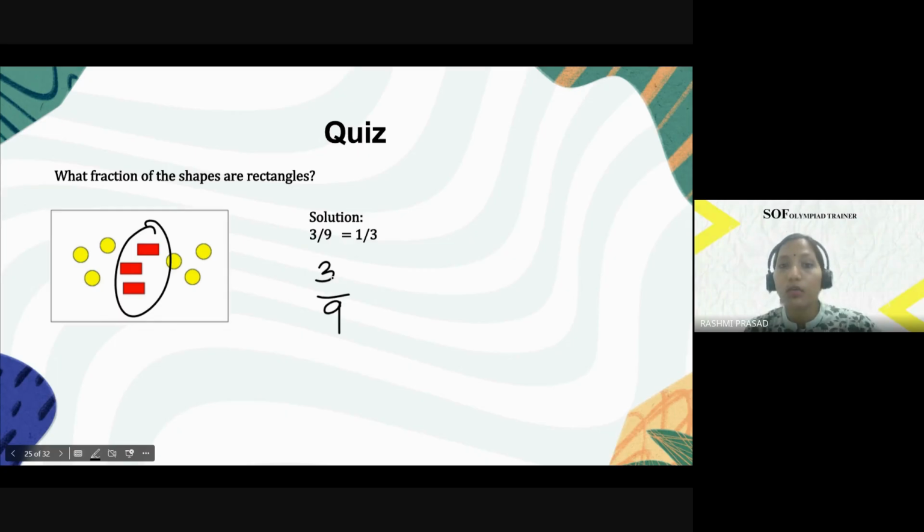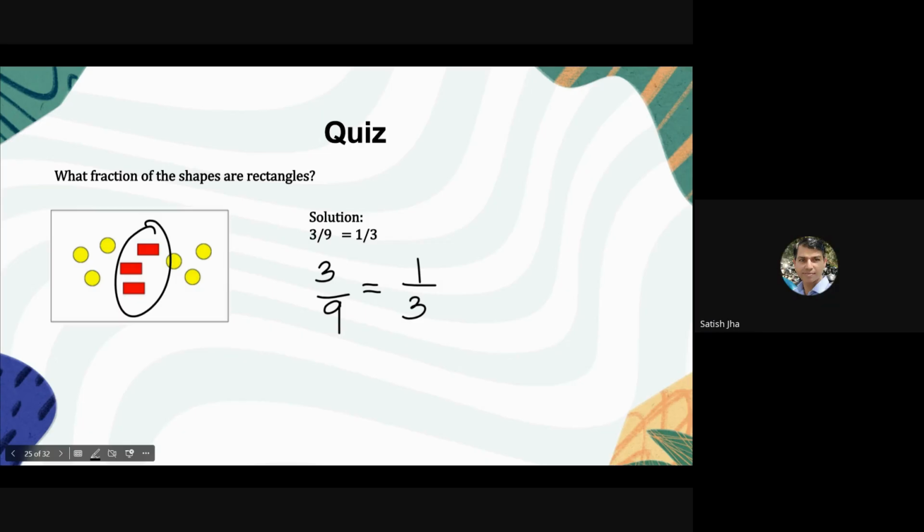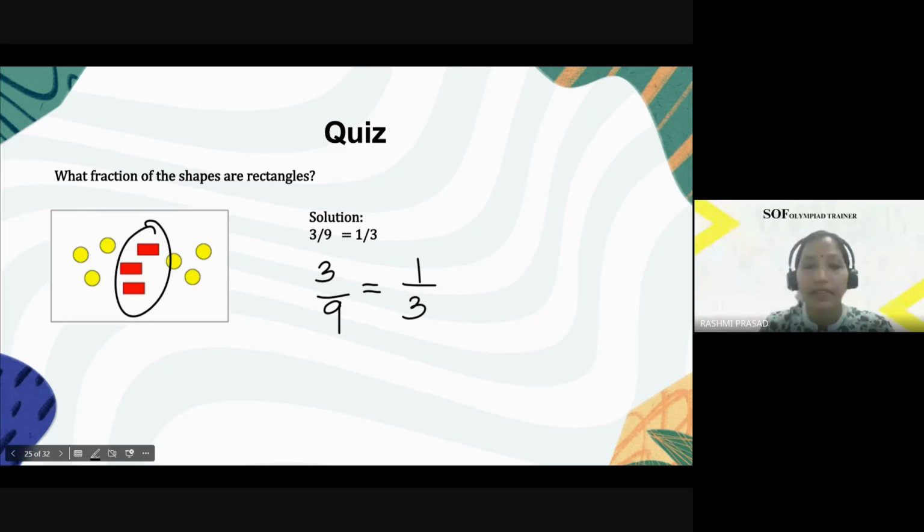This 3 upon 9 is also written here as 1 upon 3. Can anyone tell me why? Why do they say that 3 upon 9 is equal to 1 upon 3? Any idea? Any guesses? Because 3 ones are 3 and 3 threes are 9. 3 threes are 9. Very good. 3 threes are 9 is absolutely correct.